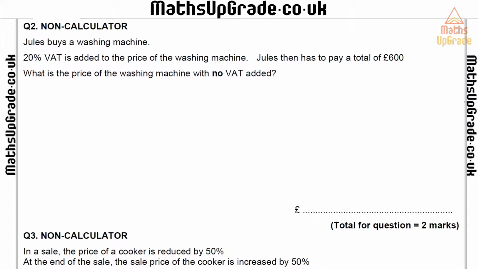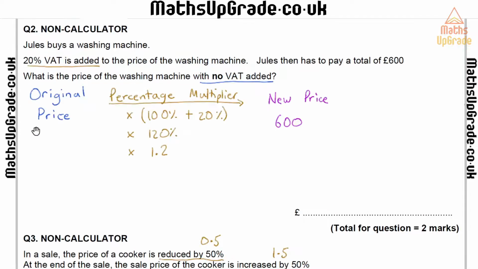Question 2. Jules buys a washing machine. 20% value added tax is added to the price of the machine. Jules then has to pay a total of £600. What's the price of the washing machine with no VAT added? Like with all these questions, I'm going to set it up in terms of the original price. When I multiply by the percentage multiplier, I get the new price. The new price I'm told is 600.